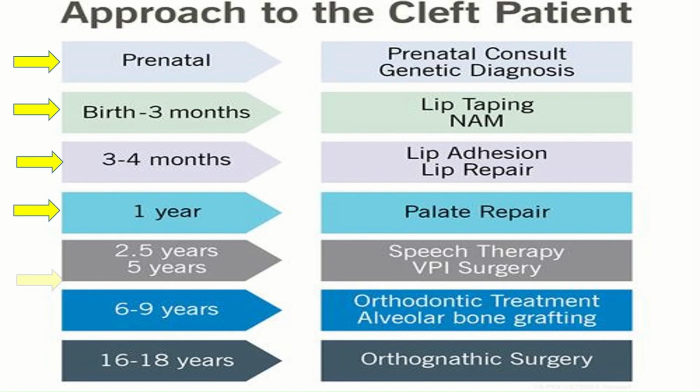At 2.5 years, the speech therapy is done. Orthodontic treatment is done at the age of 6 to 9 years. Orthognathic surgery is done at the age of 16 to 18 years.